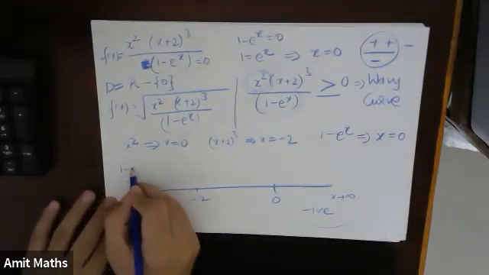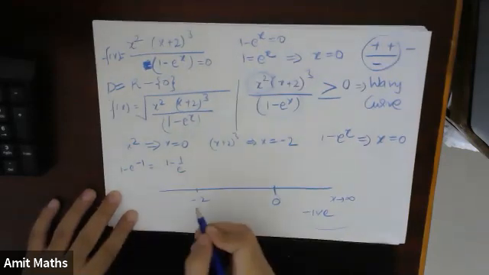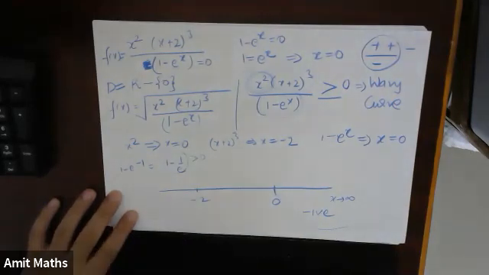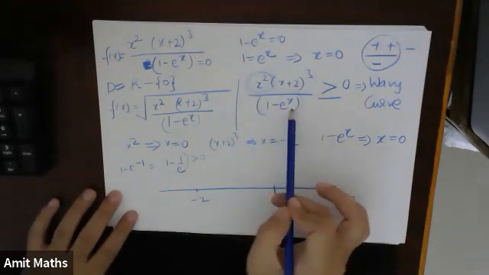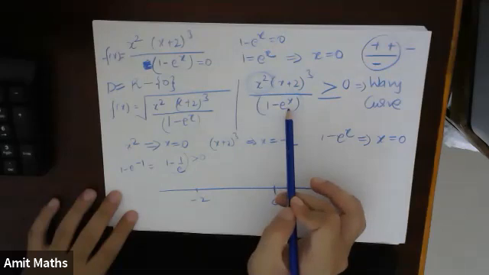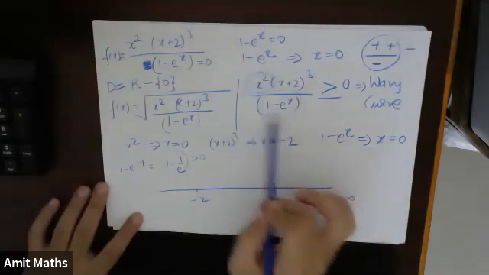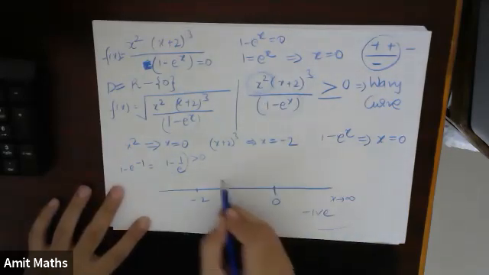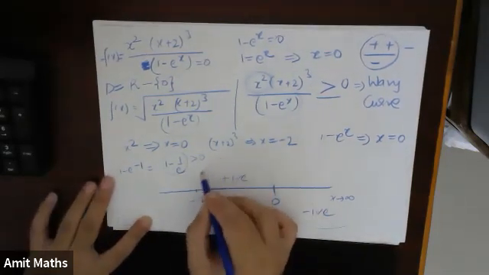Suppose I have 1 minus e to the power minus 1, so this will become 1 minus 1 upon e. Now this whole thing is greater than 0. That means the numerator is positive and the denominator is positive. So the overall sign of this function will be positive. That means between minus 2 and 0, this whole thing will be positive, so the wavy curve moves upwards.